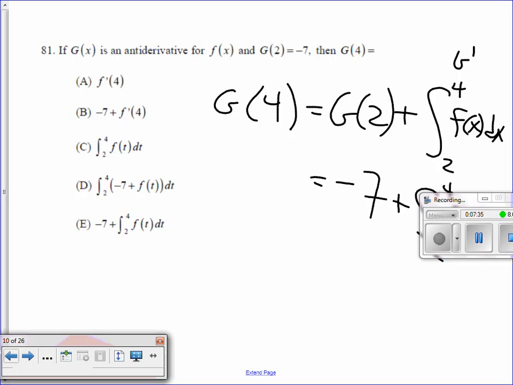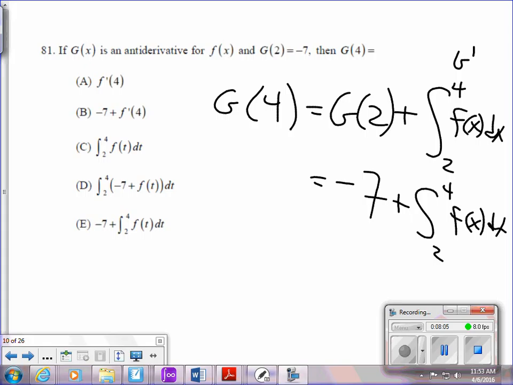So if you want g of 4, you start with g of 2, and you add the change. The way you get the change in a function is by integrating its derivative from the old x, 2, to the new x, 4. Does this look familiar to you at all? Yeah, this comes up a lot. So g of 2 is the -7. And then the rest, they didn't do anything to it. So they just left it, and this is answer E.